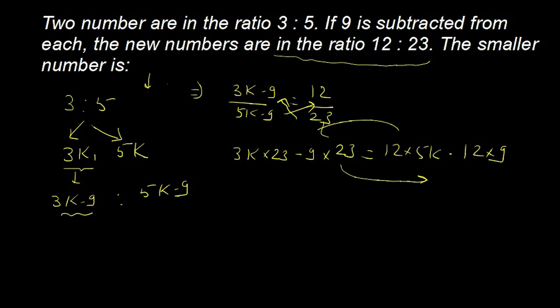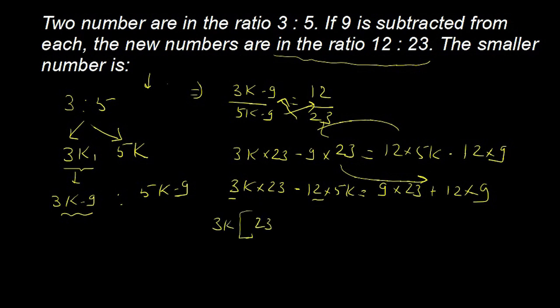So 3k into 23 minus 12 into 5k is equal to 9 into 23 plus 12 into 9. Now let's take 3k common, so 23 minus 4 should be left over there, since 4 fives are 20. This is the common method I have already told you. 9 is common from this quantity, so 23 plus 12. What is 23 plus 12? Straight away we can say this is 35.